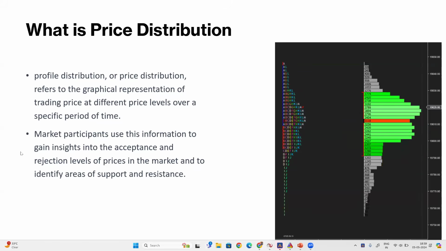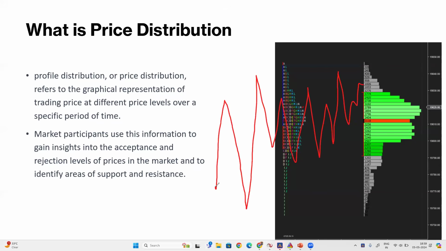And market profile itself uses auction market theory as the base. Auction market theory talks about something called a two-way auction process. So in a two-way auction process, what happens? The buyer pushes the price up, the seller pushes the price down, and the buyer pushes the price up, the seller pushes the price down. This keeps on happening multiple times, right?